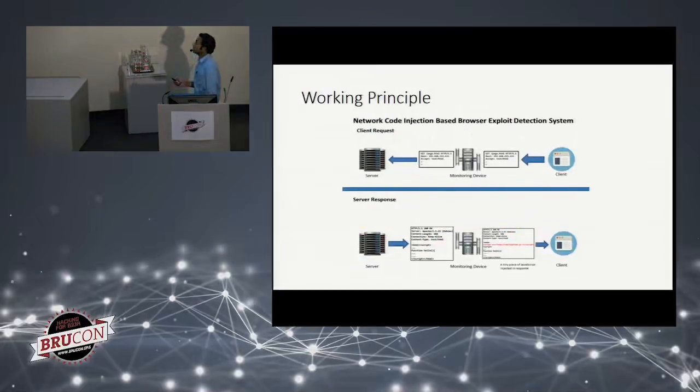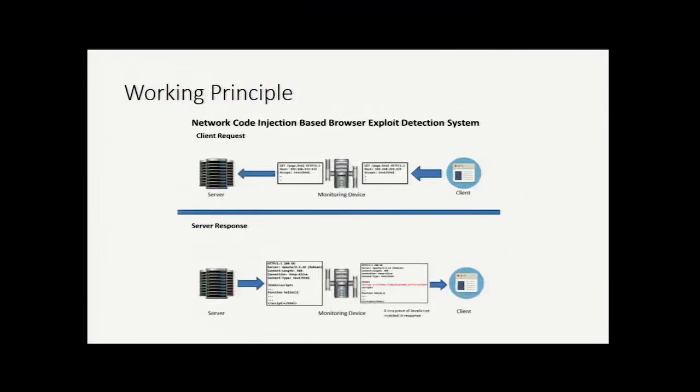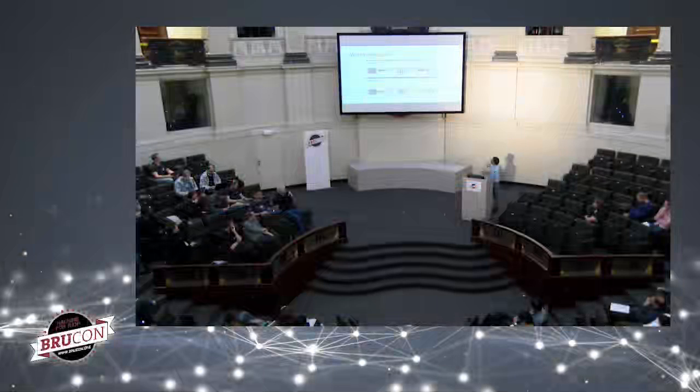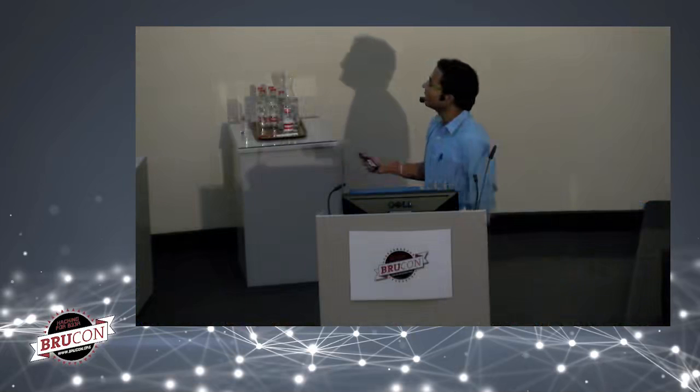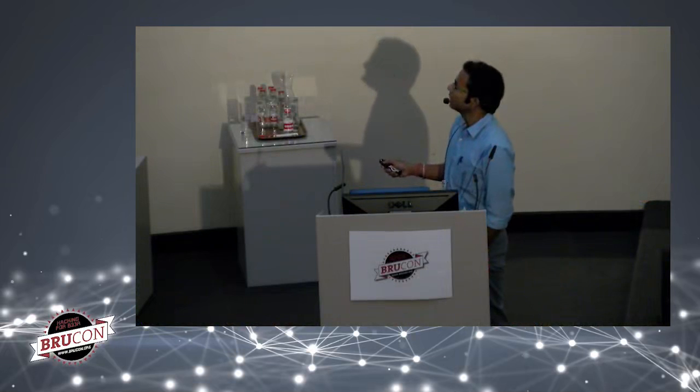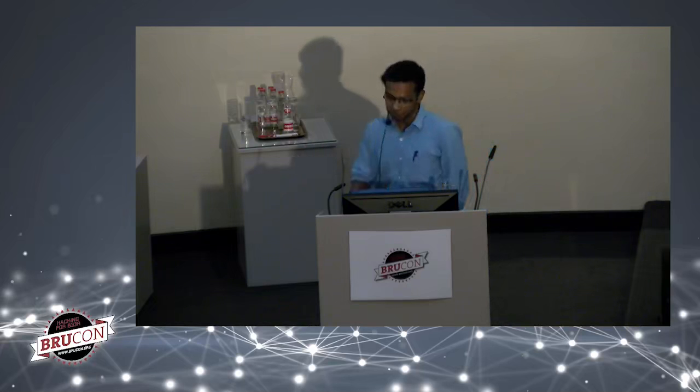So here is another overview of how our detection system works. As you can see at the top of the page, the client is requesting a page, that is a GET request sent to the server. And in between there is a monitoring device. The request goes to the server via the monitoring device. When the server responds, it sends the response content to the monitoring device, and our monitoring device injects a tiny piece of JavaScript code into the normal web page. So when the client receives the page, it receives the entire content plus the code injected by our monitoring device.